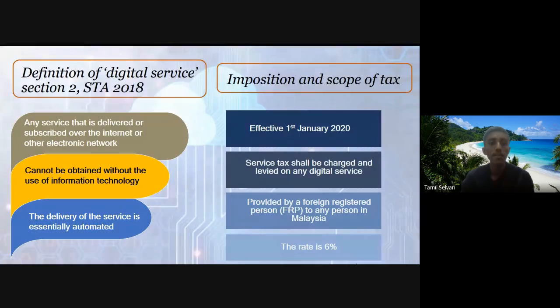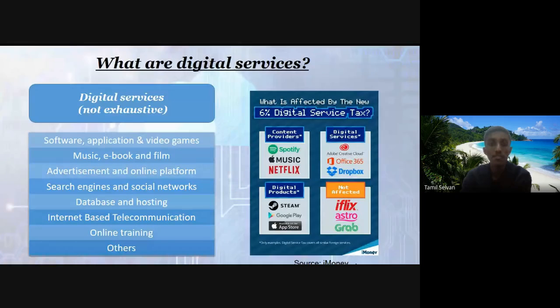It's defined as any service that is delivered or subscribed over the internet or other electronic network, and it cannot be obtained without the use of information technology, and the delivery of the service is essentially automated. The imposition and scope of tax is effective from 1st January this year, and the service tax shall be charged and levied on any digital service provided by a foreign registered person to any person in Malaysia, and the rate is 6%. So what are digital services? To your left, these are some examples of digital services.